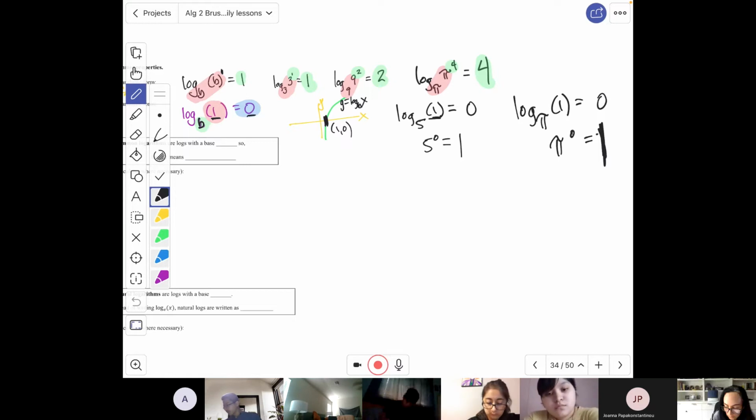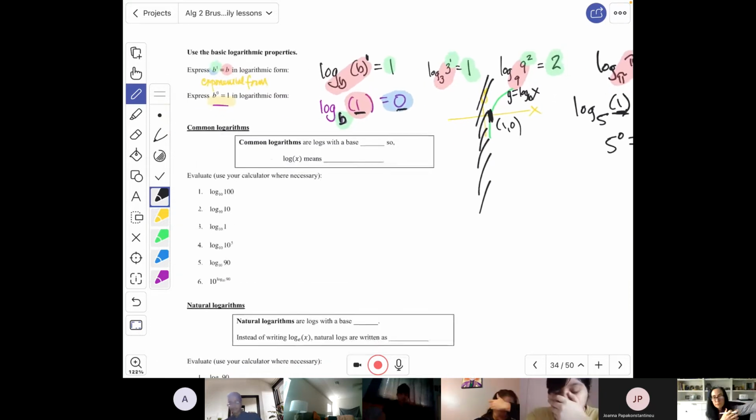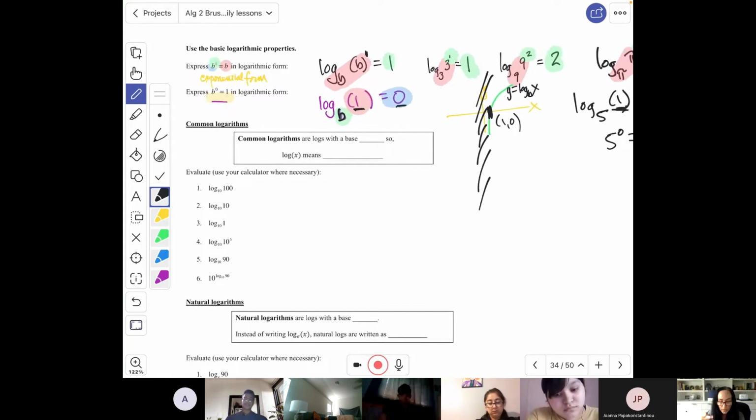The key is this can never be negative because, based on the logarithmic function, we have a vertical asymptote, so it can never go on the other side of the y-axis. So that input, for it to be defined, has to be greater than 0. When it's 1, the output is 0. Those are two big things to know because they make evaluating logarithmic expressions much easier.